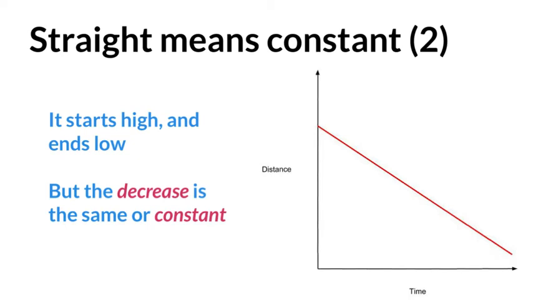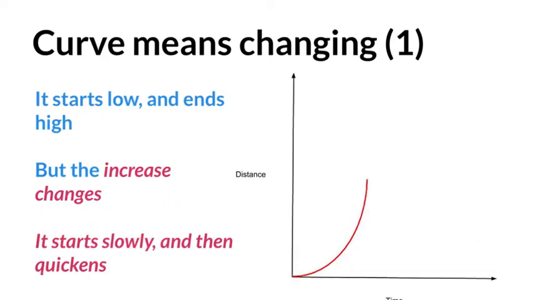But sometimes when we're looking at graphs, they're not straight lines anymore, and we can get some funny shapes. So in this one, like the first graph we looked at, it started off low and went to high, but this time, because there's no straight line joining the two endpoints, we know that the increase changes. Now if we look at this, the distance it covers to start off with is not very big. But then as the time increases, the distance increases very quickly. So we can say it starts off slowly and then quickens, and that would be the type of answer I would expect.